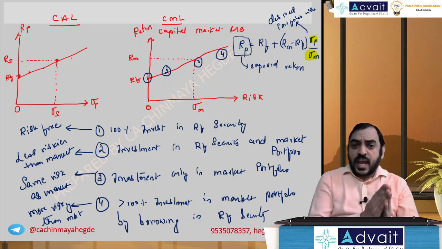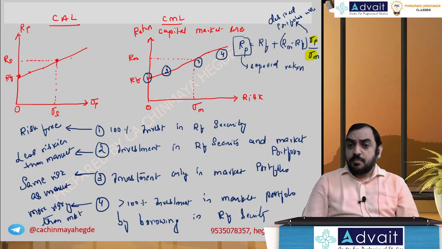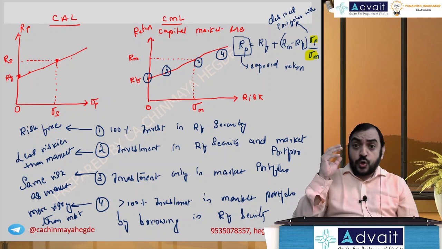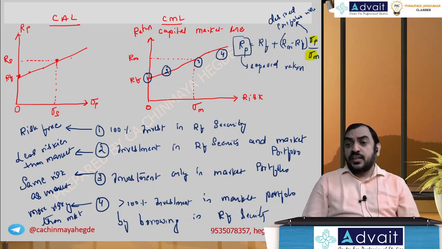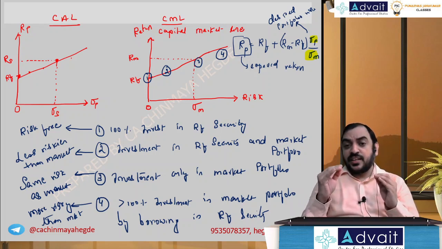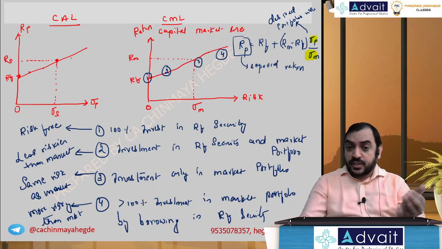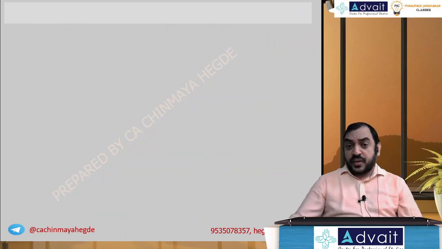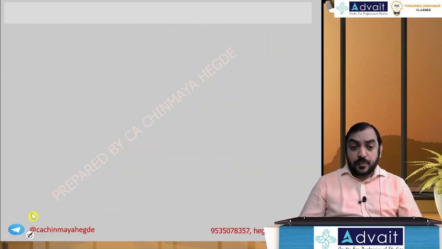Okay, so this is capital allocation line and capital market line. Then we go to the most important one, that is security market line or CAPM. But before that, one more very important one which bridges the gap, that is called the characteristic line.